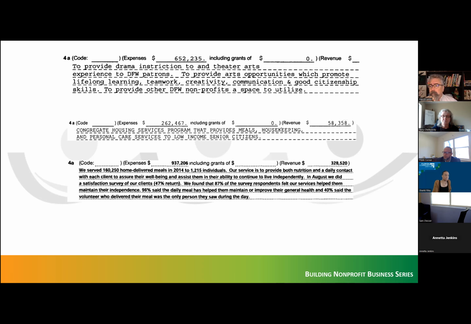So here's a much better example here on the bottom. We served 160,250 home delivered meals in 2014 to 1,215 individuals. So they're much more descriptive in there. They're giving statistics, they're giving percentages, they've got the expenses and the revenue on there. So when I read this, I know exactly what their impact was in their community, because it's actually captured right there in their 990.